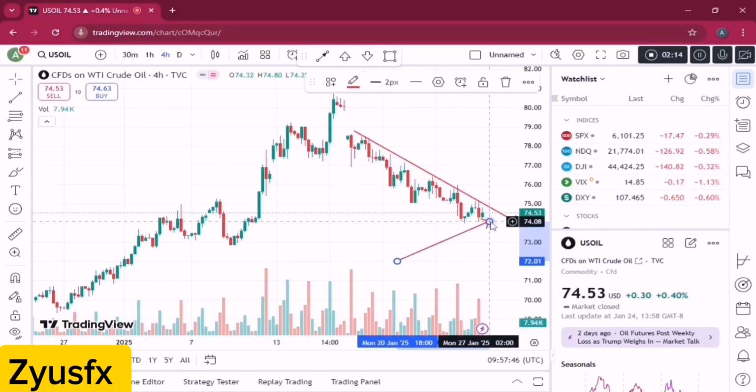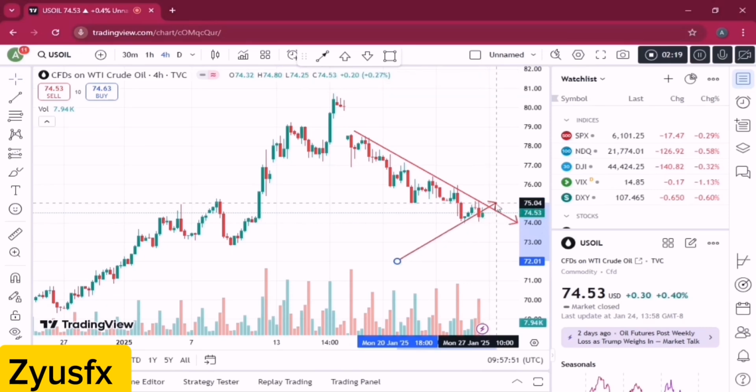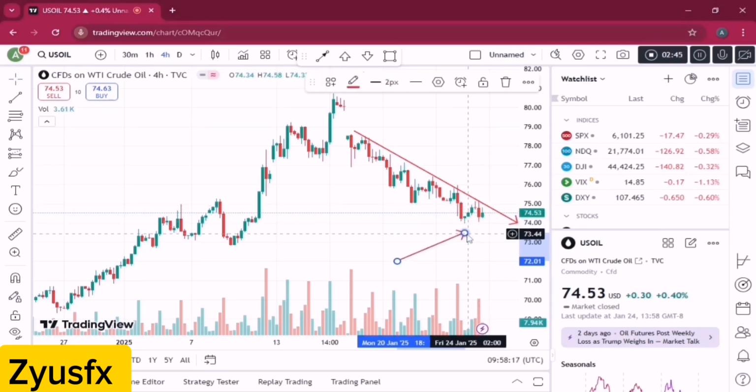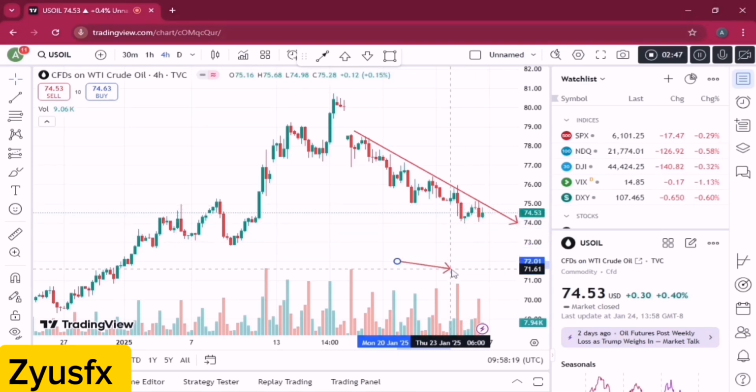The only time our bias will change, when we'll start looking for buying opportunities, is when price breaks above this trend line. Once we have a strong 4-hour candle break this trend line and close strong above, that's the only time the trend will be changing from being bearish to being bullish. So as long as we don't have a strong candle close above the trend line, we are still sellers. We are still looking for selling opportunities. So this is the first example on US oil. Let's check the second example.